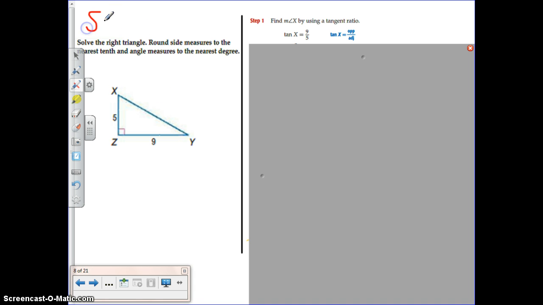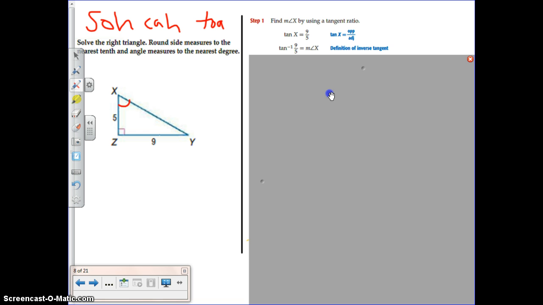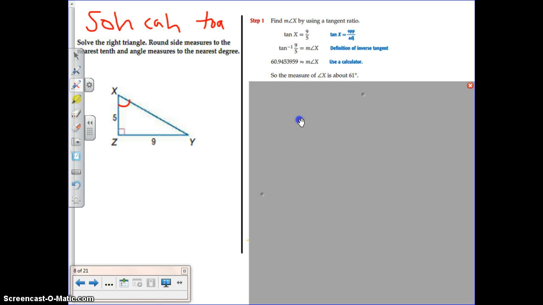So if I write SOHCAHTOA again on top, I'm going to find this angle, angle x here, by using the opposite side over the adjacent side. So I have 9 over 5 is equal to the tangent of x. So I'm going to take the inverse tangent of both sides. And if I plug that into my calculator, it's going to give me about 60.95.